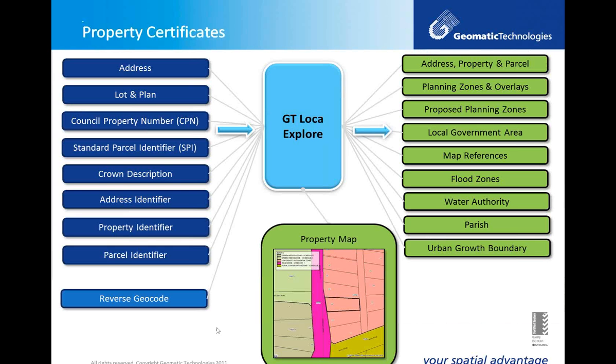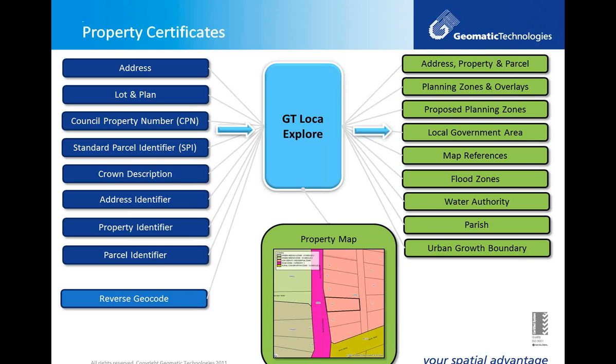The last one I wanted to show you is exciting to me because it doesn't have a map. I really wanted to explain that a lot of people are using our service, this GT Loca Explore service, to search based upon certain data entry. So we can type in an address to generate a property certificate, or a lot and plan number, or a council property number.